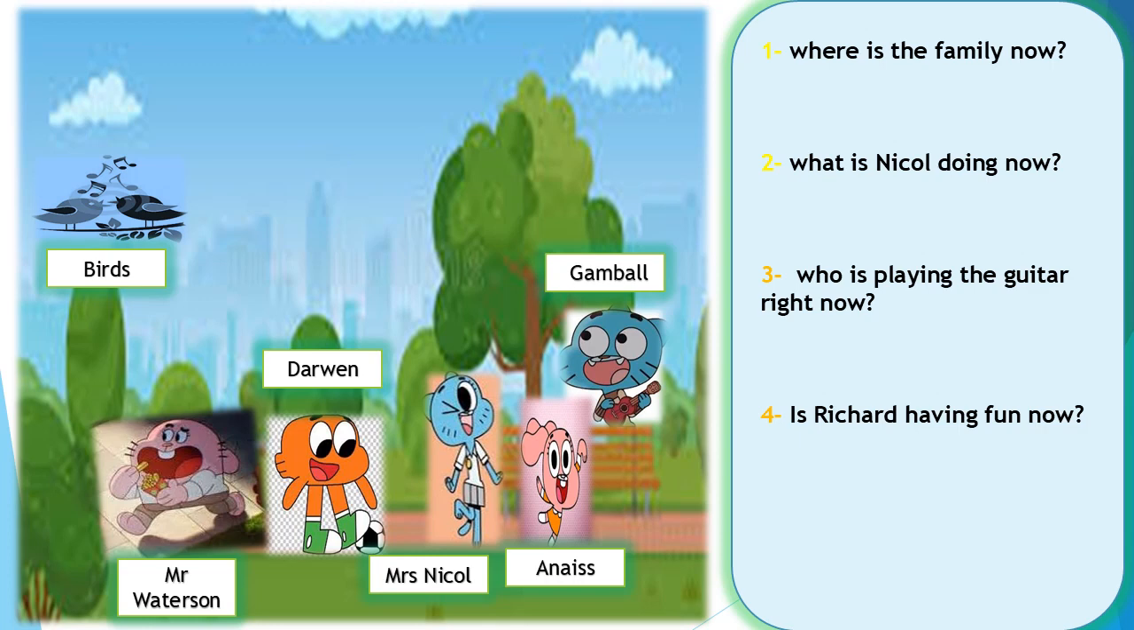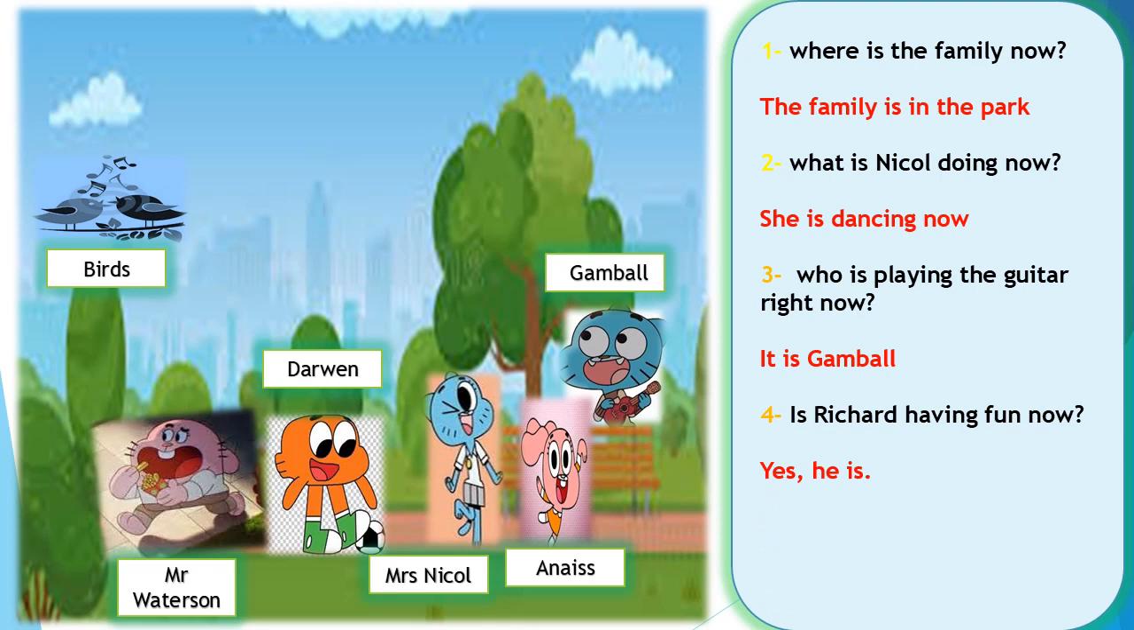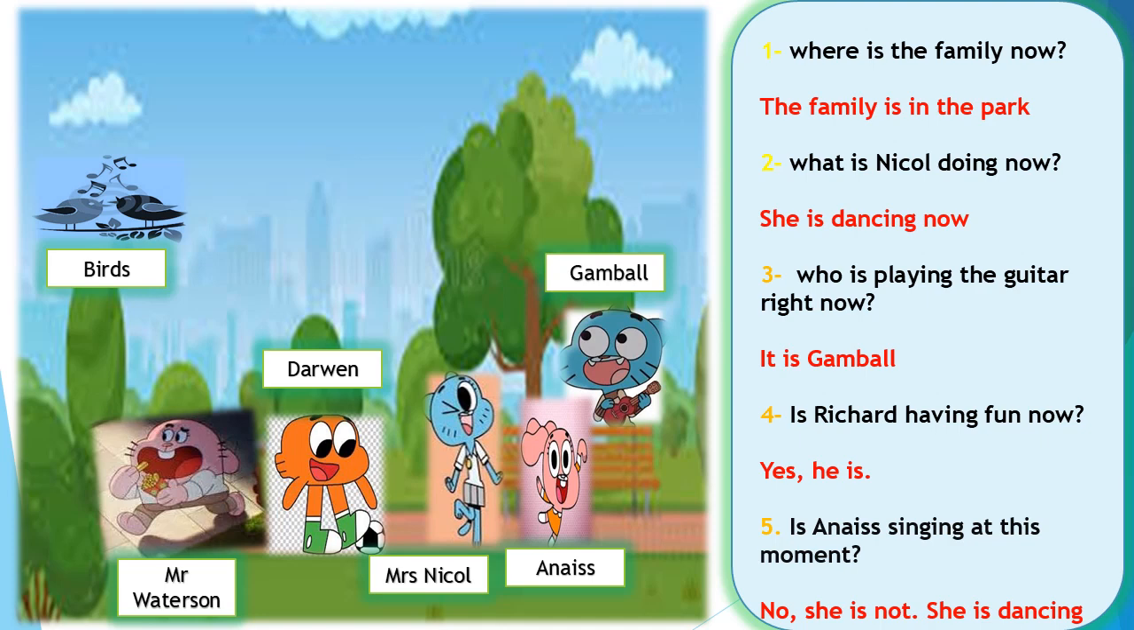The first one, the family is in the park, yes. Number 2, she is dancing now. Number 3, it is Gumball who is playing the guitar. Yes, he is. Everyone is having fun. No, she is not. She is dancing.